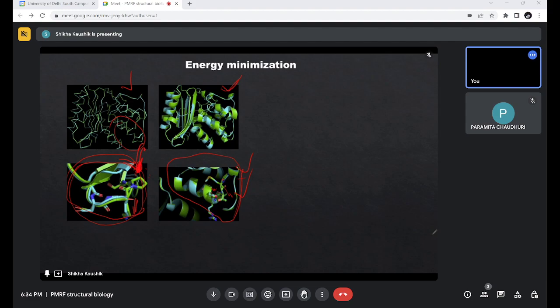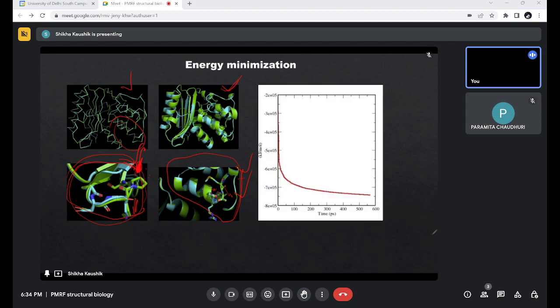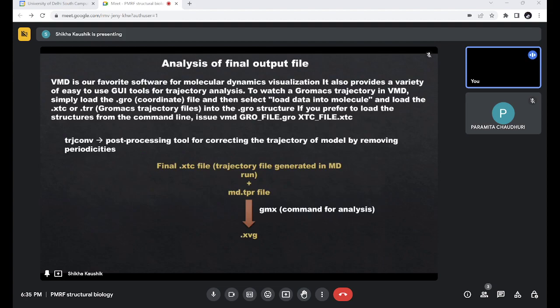Some energy minimization is required. And that's how the graph looks, where you have to reduce your energy to a lower level. This is in terms of the time aspect. This is giving you the energy minimization graph with the help of the time aspect.